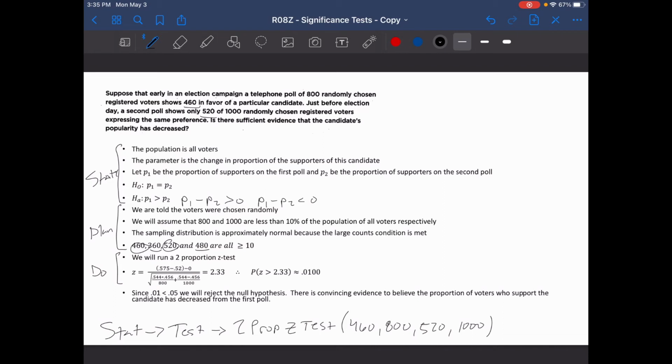So we should get a test statistic, so make sure that you name the test, enter the test statistic as Z, which is 2.33. Our p-value is going to be 0.0100, or just 0.01, basically. And so after that, we can conclude. So since 0.01 is less than 0.05, we would reject the null hypothesis and say there is convincing evidence to believe that the proportion of voters who support the candidate has decreased from the first poll, in this case.